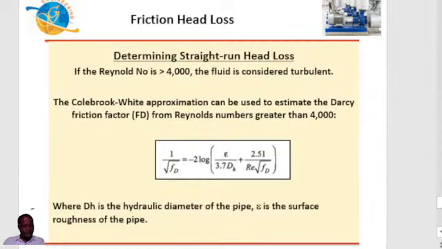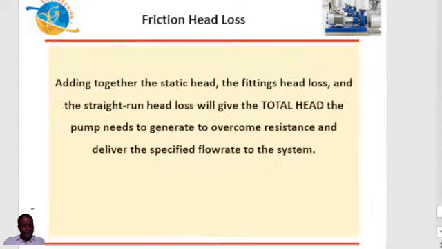Is that okay? Now, with your frictional head loss calculation in place, with your total head in place, adding together the static head, the fittings head loss, and the straight run head loss will give the what? The total head the pump needs to generate to overcome resistance and deliver the specified flow rates to the system.